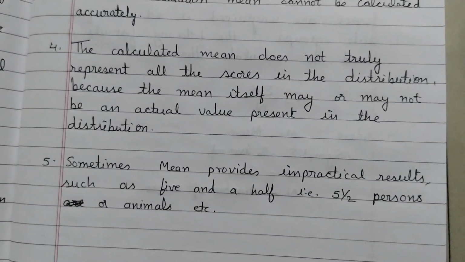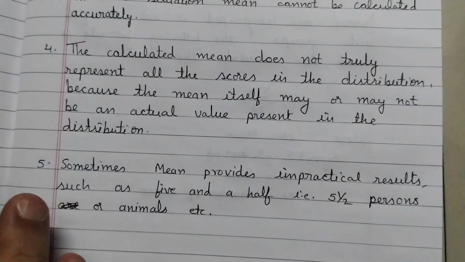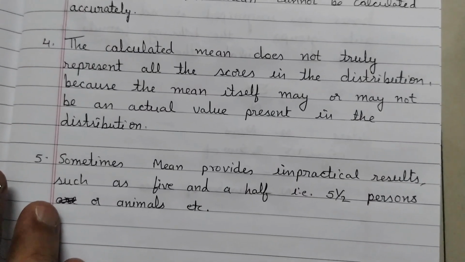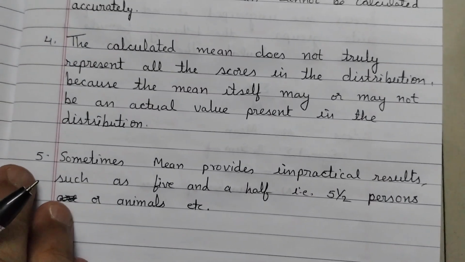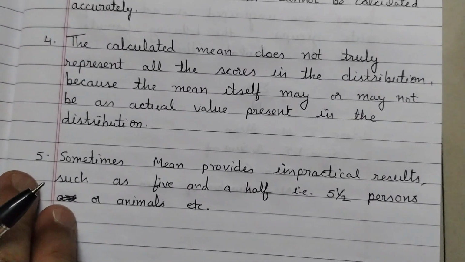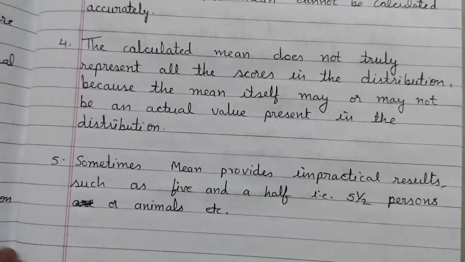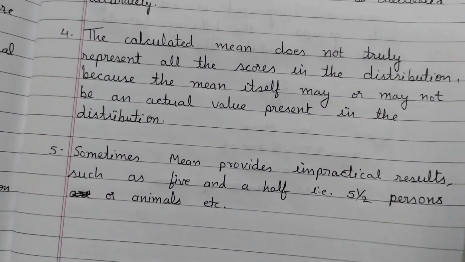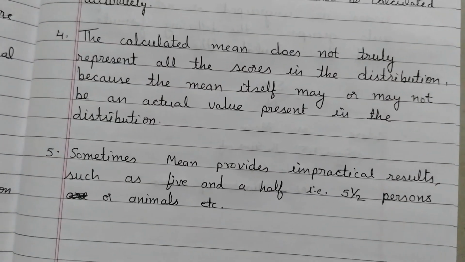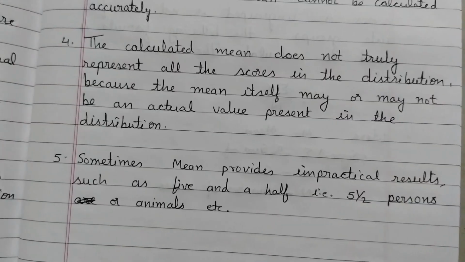I have started the theoretical part of these chapters. First I am covering the central tendency, measures of central tendency, and thereafter I will take another part. So this is all about this theoretical part of mean. Thank you.